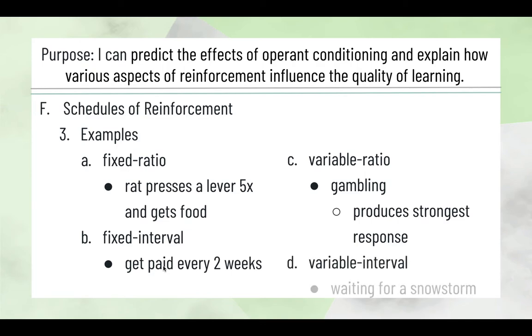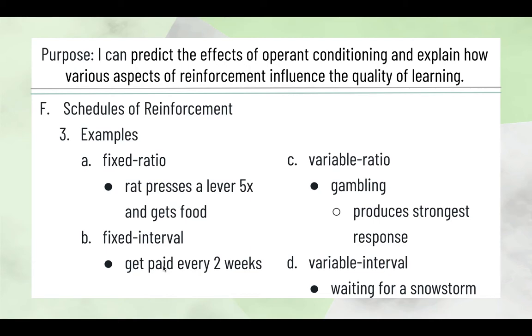And then variable interval would be an example like waiting for a snowstorm. It doesn't matter what I do. It doesn't matter on the number of responses. It doesn't matter if I wax up my skis and get all my ski stuff ready. I still am dependent on what day it is going to snow. I just have to wait for it. So that's what that interval is. It doesn't matter what I do, I just have to wait it out based on that time.